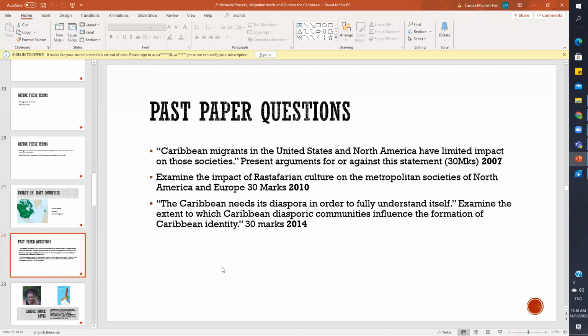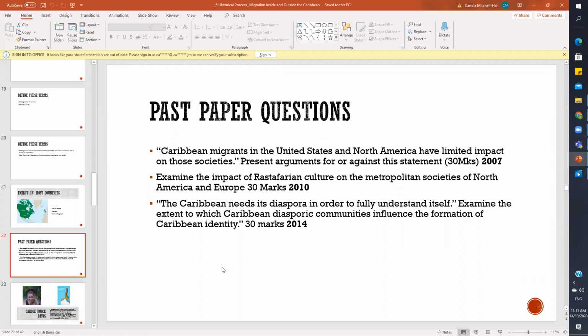Caribbean migrants in the United States and North America have limited impact on those societies. Present arguments for or against this statement. All right, so that is one. Read the next question. Examine the impact of Rastafarian culture on the metropolitan societies of North America and Europe. All right, the next question. Okay. The Caribbean needs its diaspora in order to fully understand itself. Examine the extent to which Caribbean diasporic communities influence the formation of Caribbean identity.